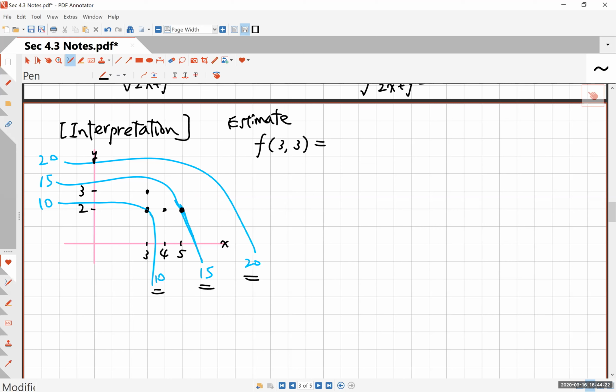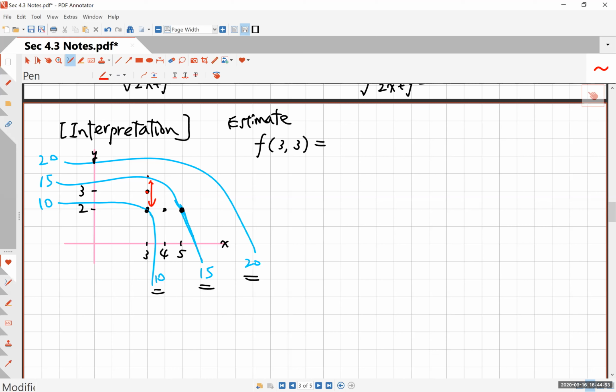Well, let's see, f of 3 is right here. How do you estimate this? The thing is, we don't really know the answer. We don't know what the exact value is, but we can estimate it and extrapolate from this. If you look at this point, it is between this and this, right? So f of 3, 2 is 10.